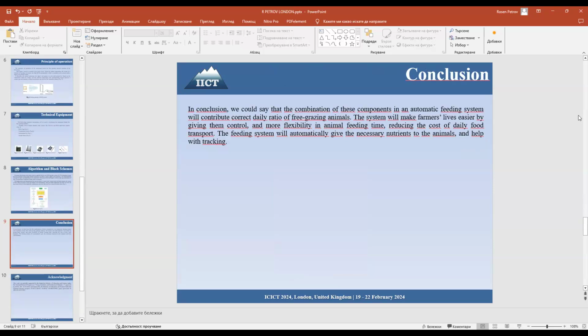In conclusion, we could say that the combination of these components in an automatic feeding system will contribute to the correct daily ration of free grazing animals. The system will make farmers' lives easier by giving them control and more flexibility in animal feeding time. This also reduces the cost of daily food transport, and the feeding system will automatically give the necessary nutrients to the animal and help with tracking.